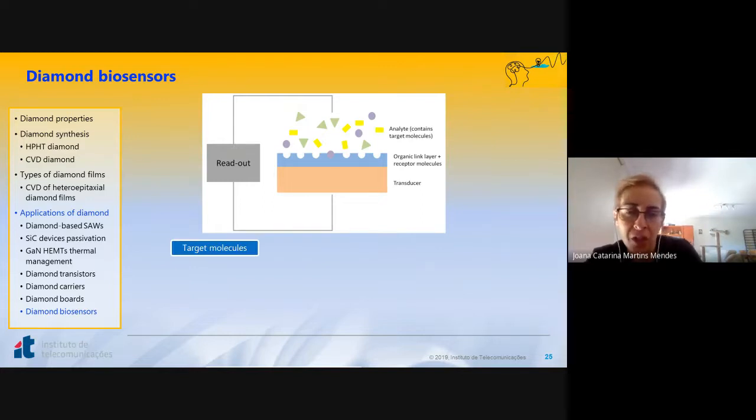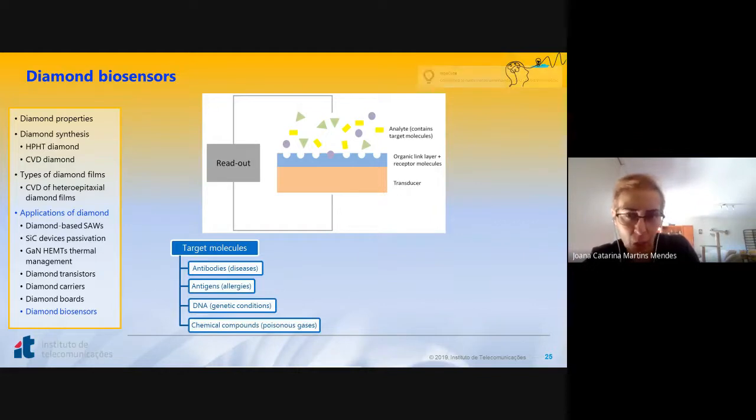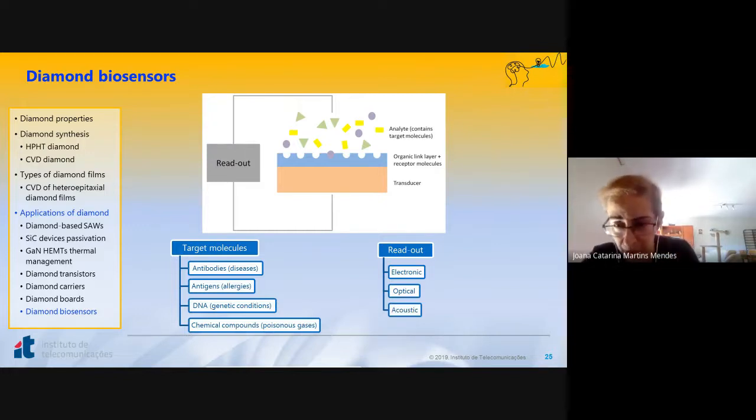And the target molecules can be basically anything you want, from antibodies to detect diseases, to antigens, to DNA, if you want to detect genetic conditions, and even chemical compounds. And you can interrogate your sensor by monitoring its electronic properties, its optical properties, or also its acoustic properties. And here in Aveiro we are trying electronic interrogation as well as optical interrogation.